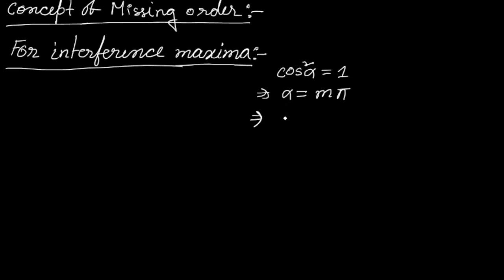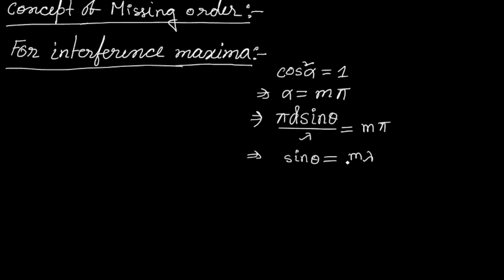And what is the value of alpha? We have written alpha is equal to pi d sine theta divided by lambda. So that is equal to m pi. From here we can find the angular position of the mth order interference maxima, and that will be m lambda divided by d. So this gives the angular position of the mth order interference maxima.